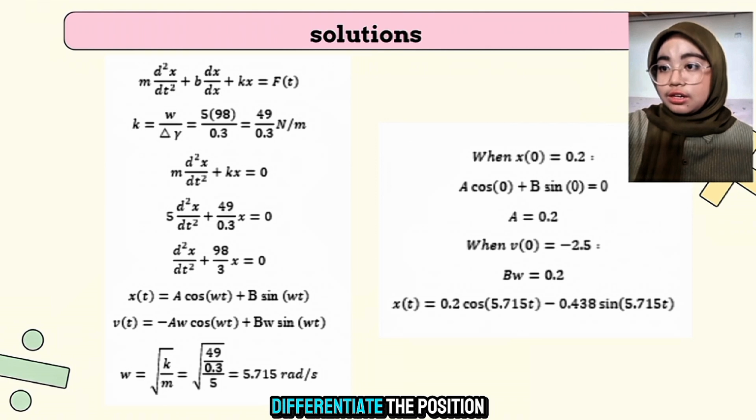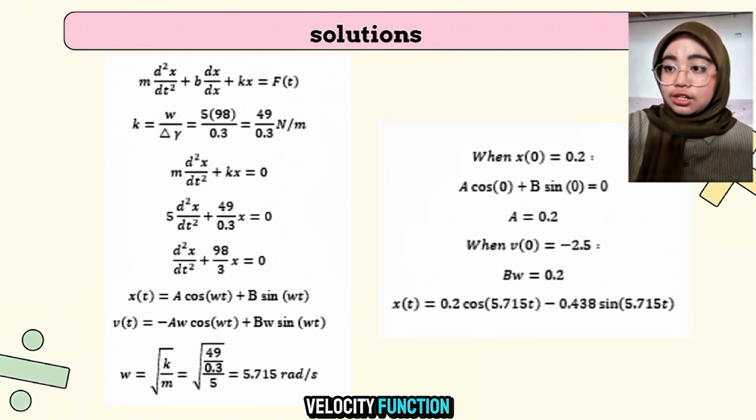Now we differentiate the position function to get the velocity function. v(t) is equal to dx/dt, equal to negative a omega sin omega t plus b omega cos omega t. From the problem, we know the object is pulled down 0.2 meter. So x(0) is equal to negative 0.2. So now let's substitute this into x(t). x(0) equal to a cos 0 plus b sin 0 equal to a. So a is equal to negative 0.2.